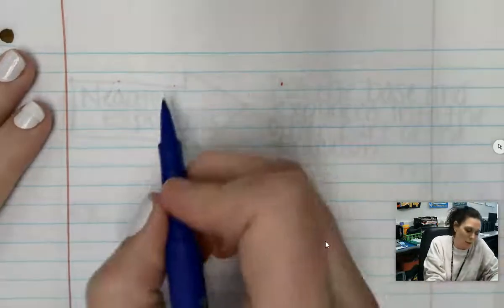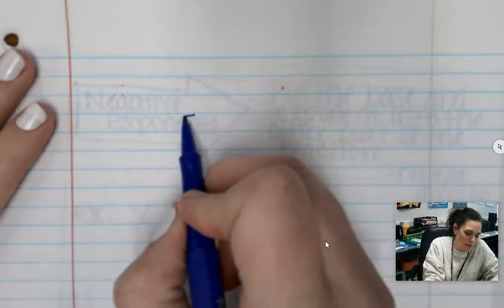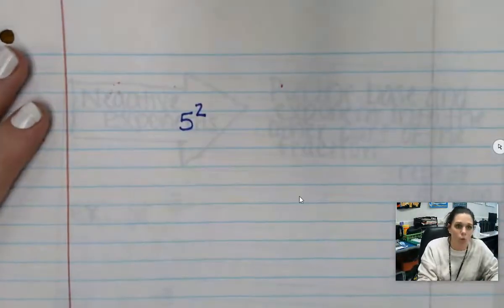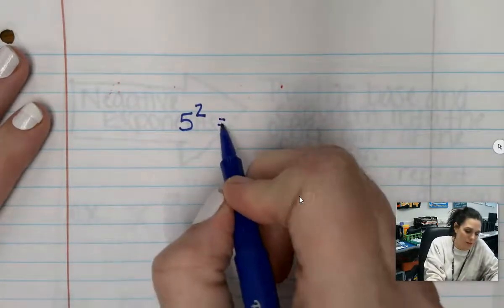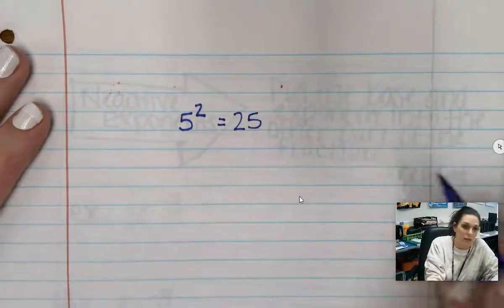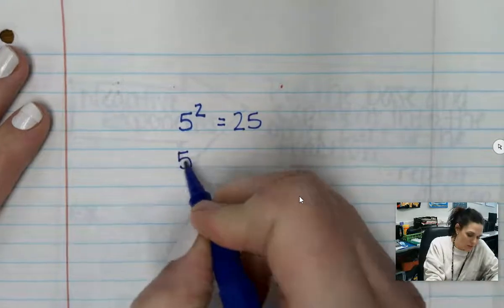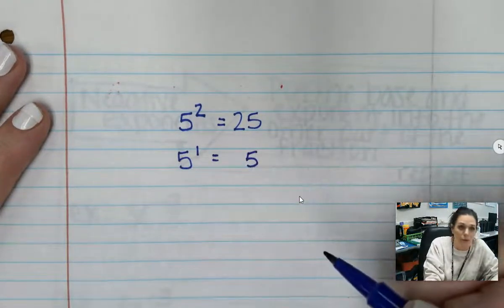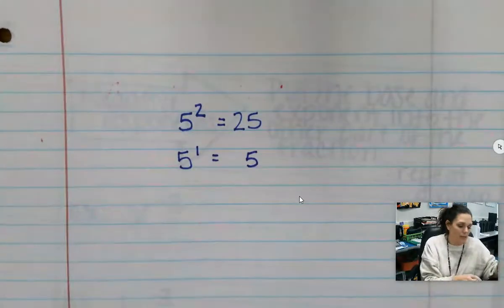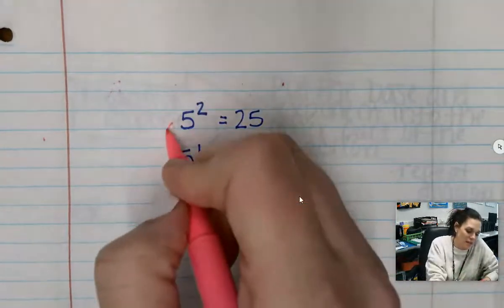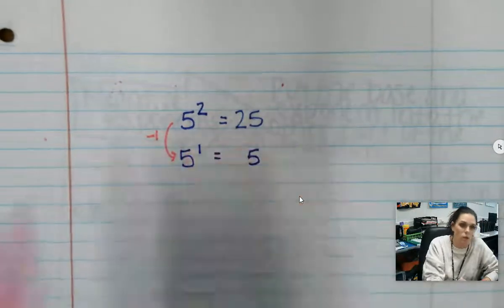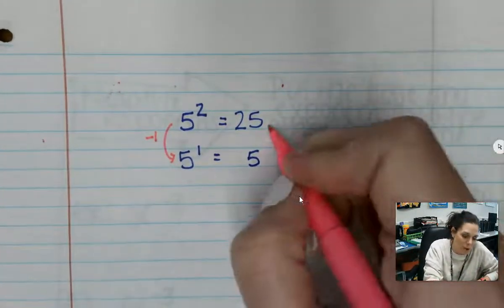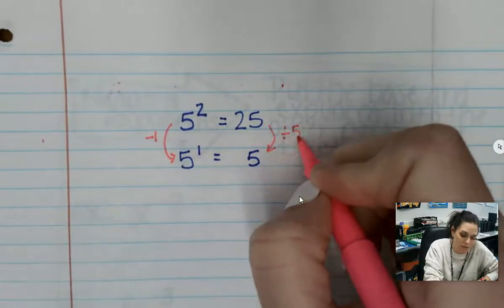So let's take a look real quick. You don't have to write this down, but I want you just to observe. We have 5 squared, which means 5 times 5, which we would say was 25. And then we have 5 to the first. When I only have one 5, well, that's 5. So what just happened is we have a decrease of 1 in our exponent, and when that happened, we divided by 5.